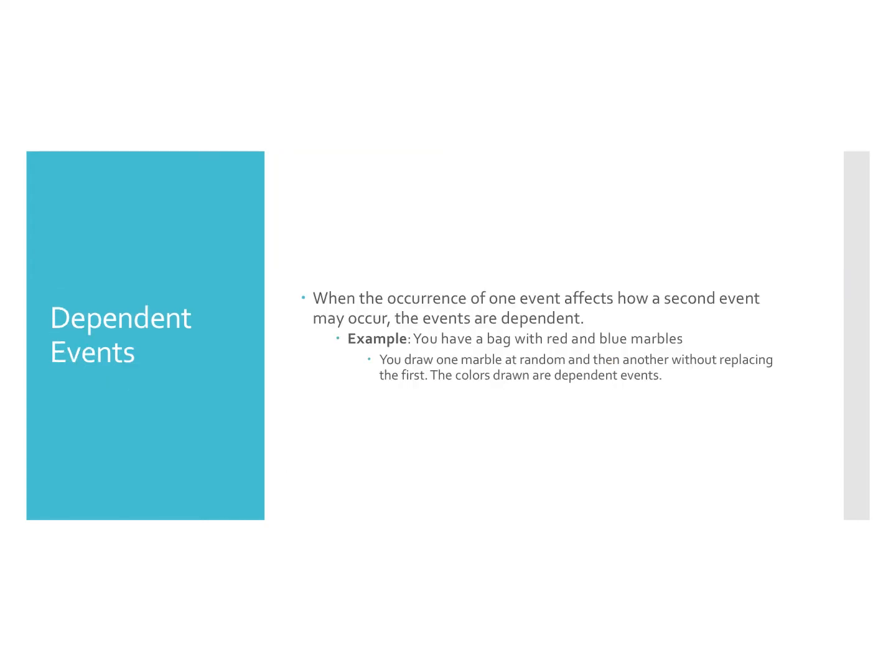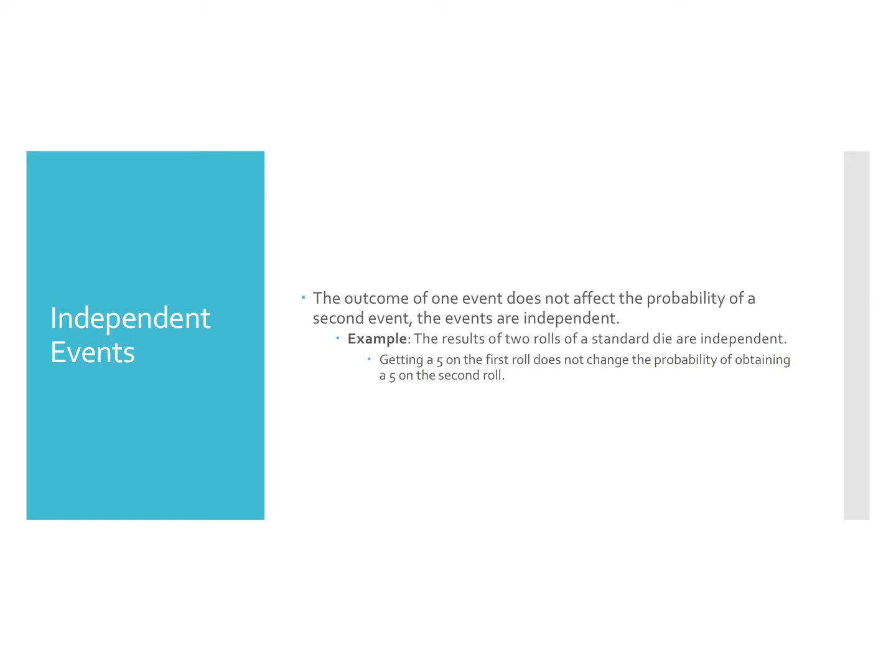So, dependent events. When the occurrence of one event affects how a second event may occur, we call these events dependent. For example, you have a bag of red and blue marbles. You draw one marble at random and then another without replacing the first. The colors drawn are dependent events. For independent events, the outcome does not affect the probability of the second event. We say they're independent. So getting a 5 on the first roll does not change the probability of obtaining a 5 on a second roll of a fair die.